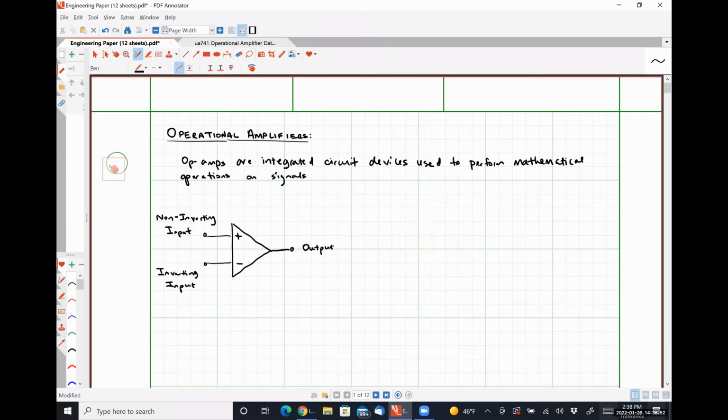So if you put a positive voltage on the inverting input pin, you should expect to see a negative voltage on the output pin. That's it. That's what the non-inverting and inverting means. Non-inverting keeps the polarity, inverting changes the polarity. Okay.